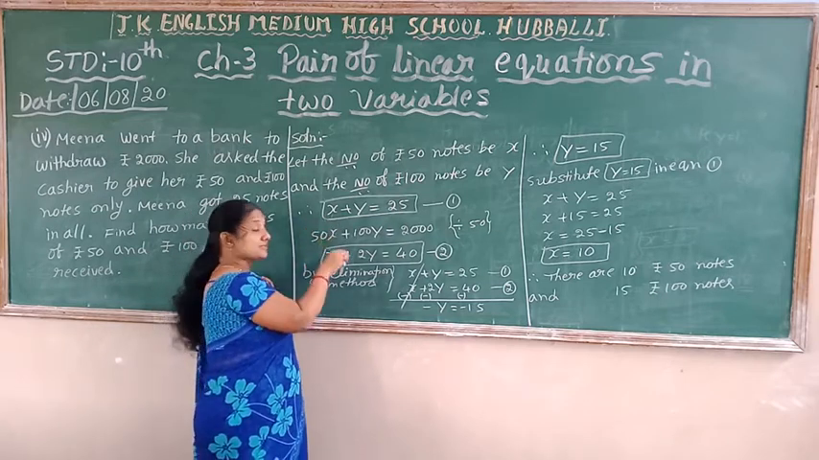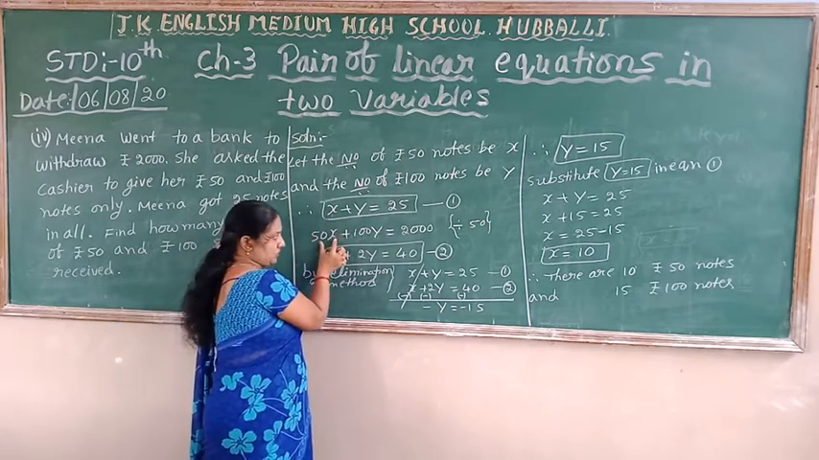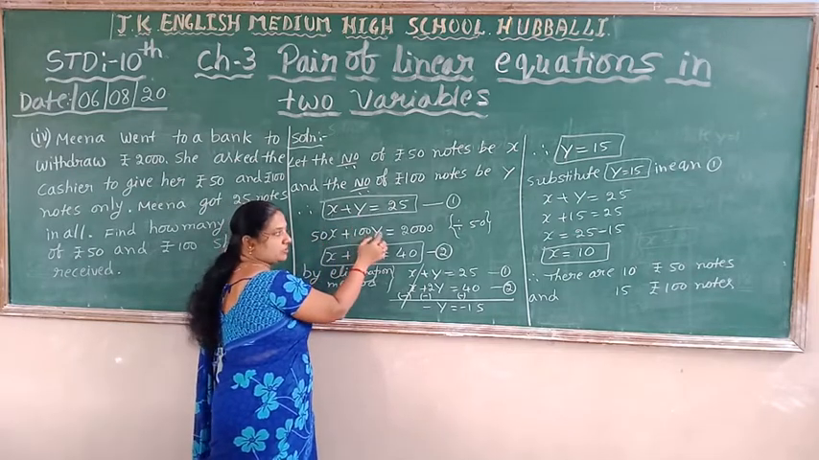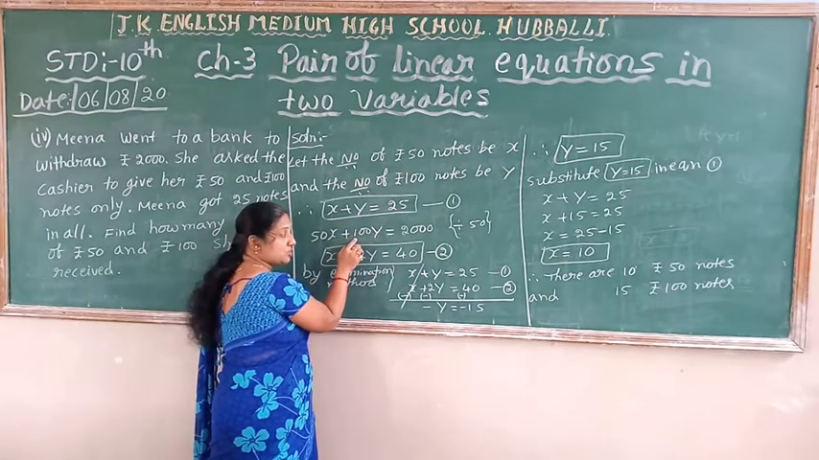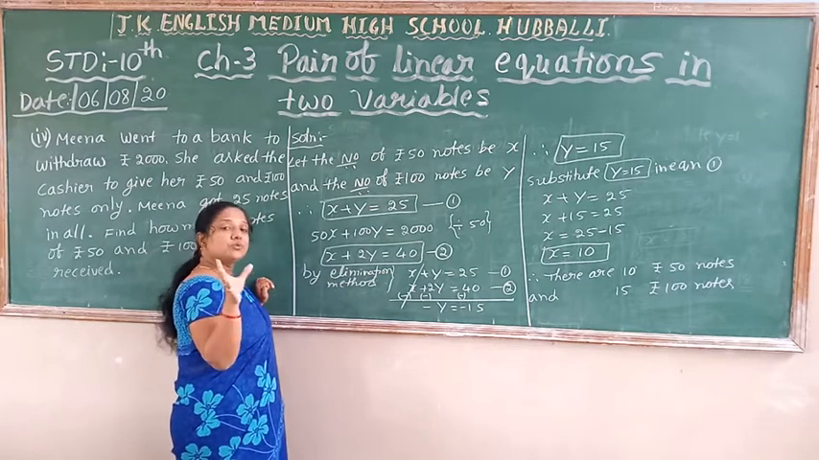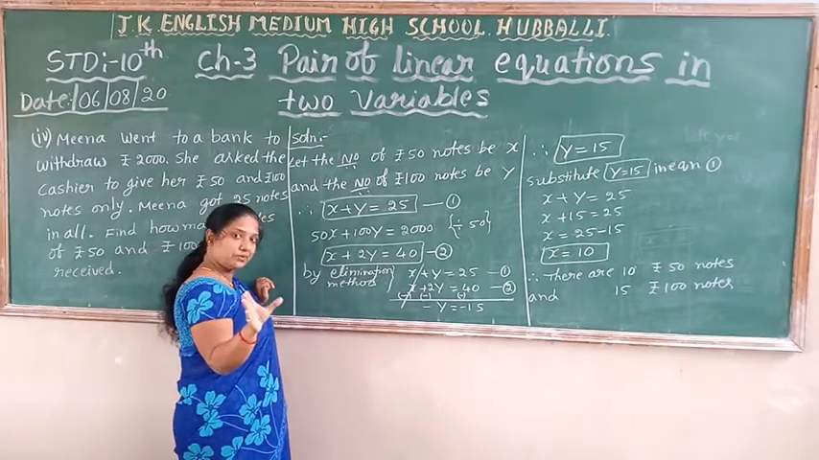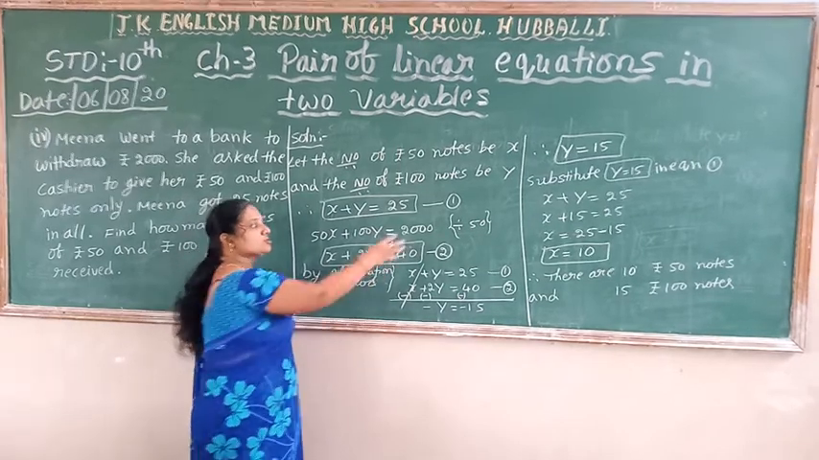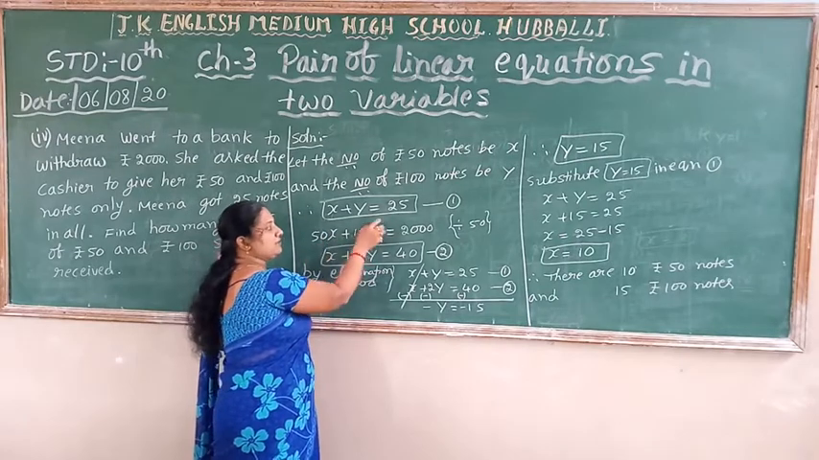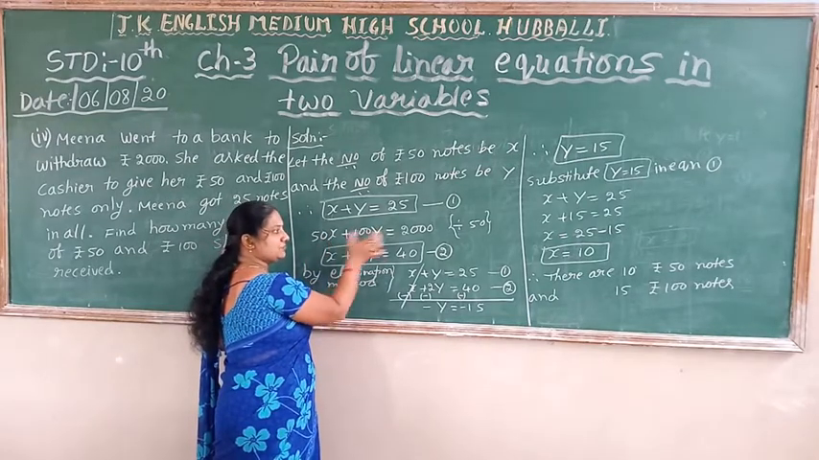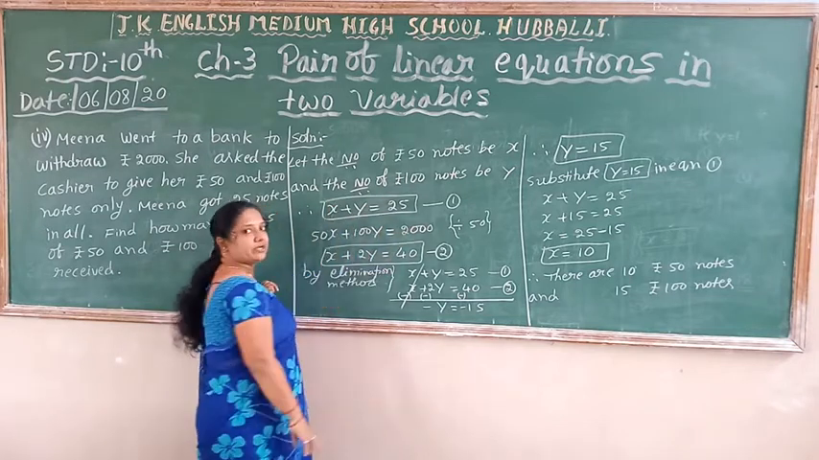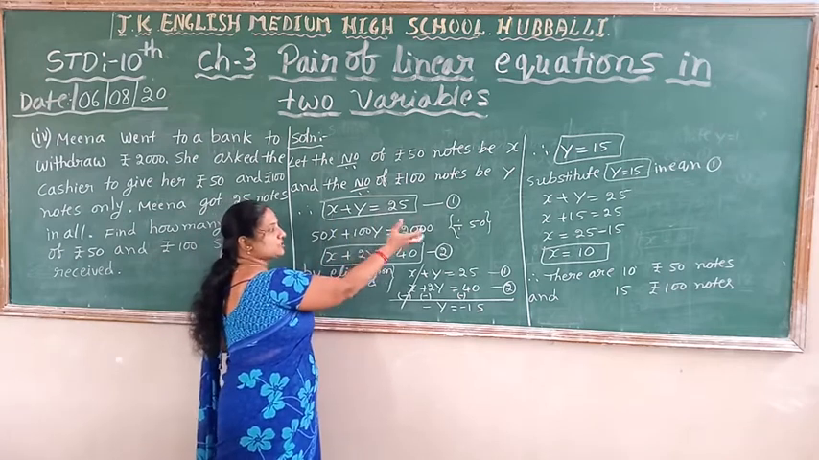And if she got 50 rupee notes, this is the amount from the 50 rupee notes, and y notes of 100 rupees, this is the amount from the 100 rupee notes. She wanted to withdraw 2000 rupees in rupees 50 and rupees 100 notes only, so the total amount is 2000. The sum of these two amounts should be equal to the total amount. These are the numbers of notes, and these are the amounts.